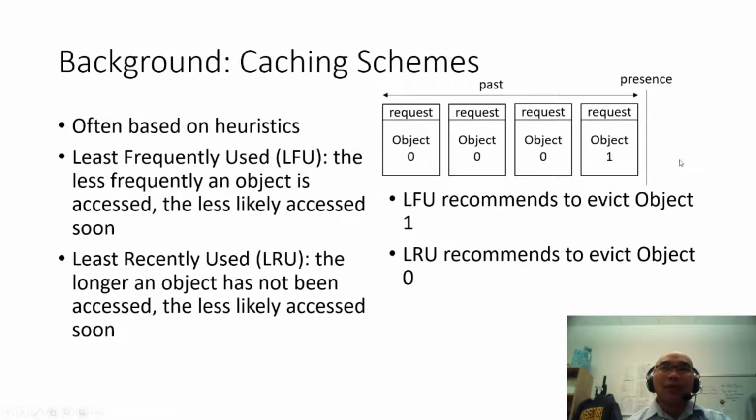being accessed soon in the future. Okay, so in this case, I have two objects in the cache, 0 and 1, and object 1 has just been accessed. In case I want to evict an object, I will want to evict object 0 because object 0 has not been accessed longer than object 1. Depending on the caching scheme, if least frequently used is used, we will want to evict object 1 because object 0 has been accessed 3 times while object 1 has been accessed only once.